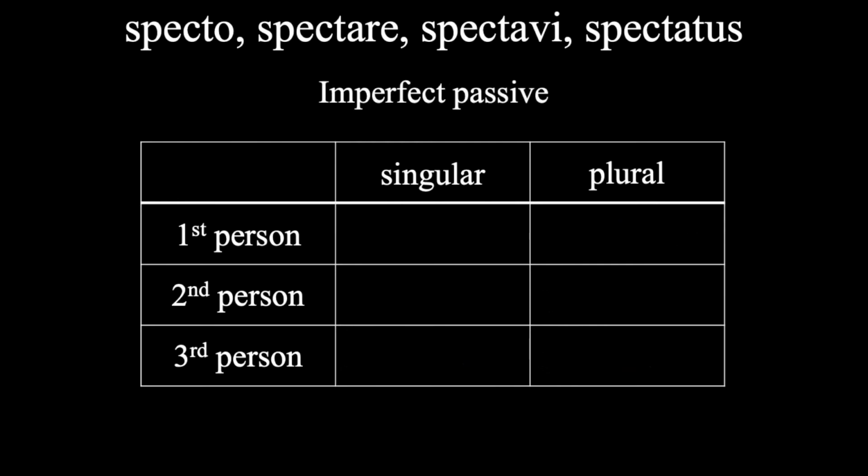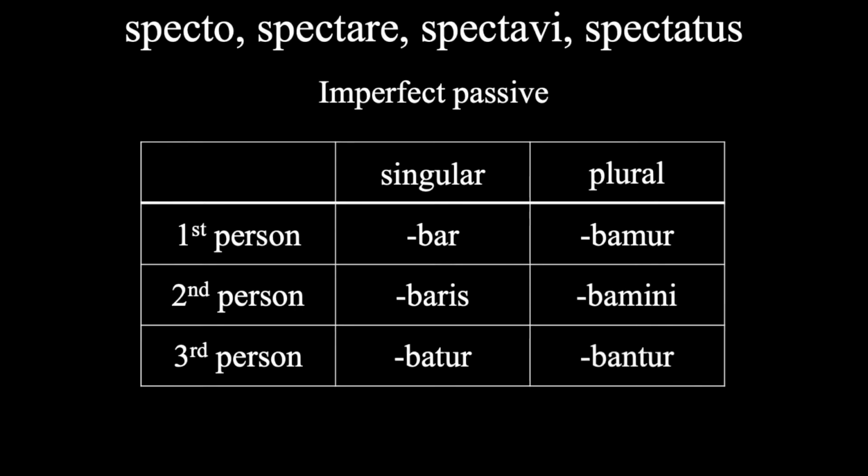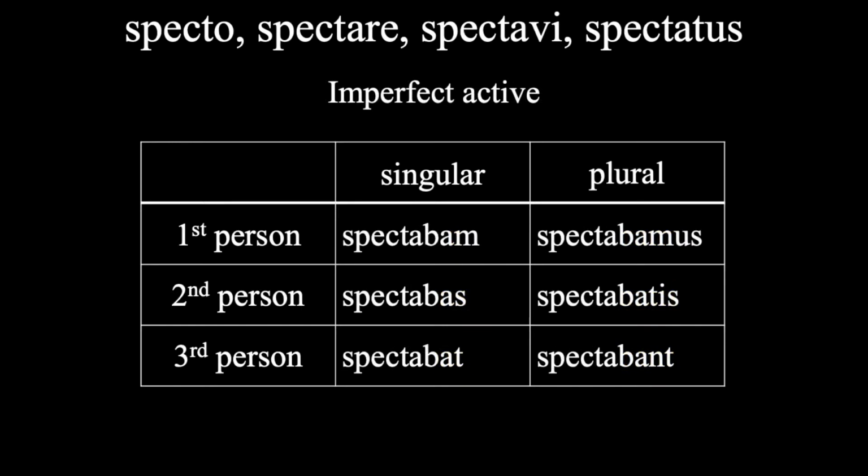To form the imperfect passive, we'll just use a slightly different set of endings, and those are bar, baris, batur, bamur, bamini, and bantur. We still have that BA, followed by endings that are obviously based on the present tense passive endings that we already learned. So, here again is spectare in the imperfect active. We just need to switch it to passive endings like this, and that's all we have to do. We're done.